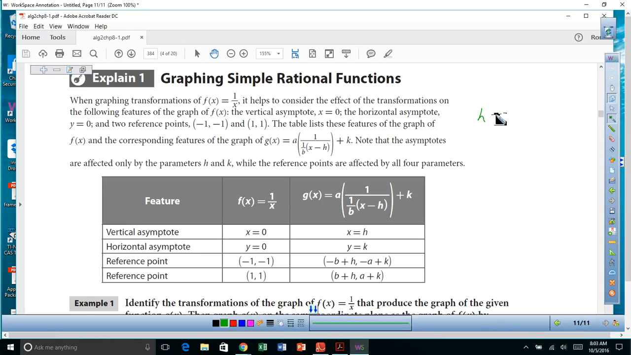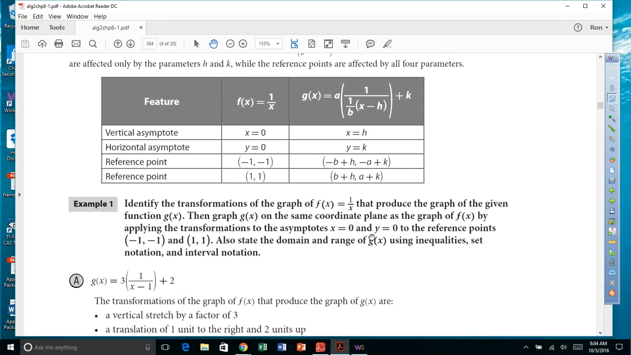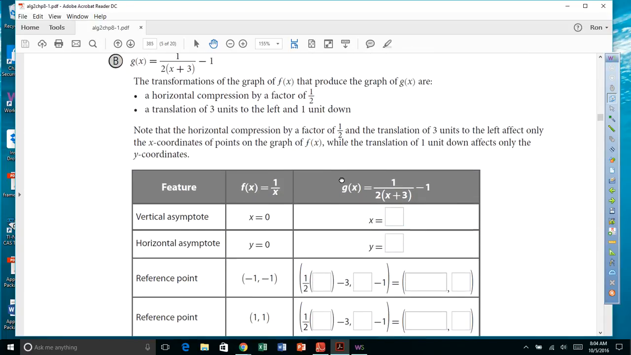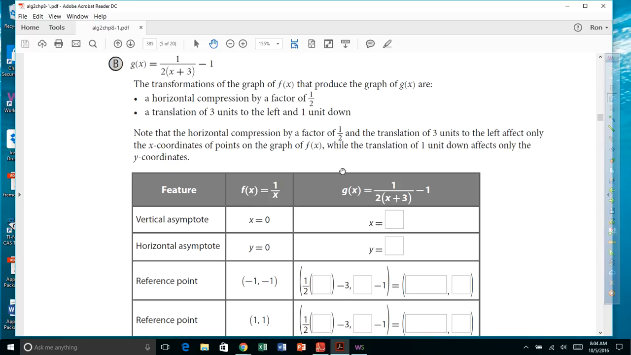So remember that h is horizontal, and the k is the vertical. The a is vertical stretch or vertical compression, and the b is horizontal stretch or horizontal compression. So, and then you can follow that right there. And let's roll on down here to B. Okay. Go ahead and stop the video and read through A and get a little practice with it. And then we'll do B together.